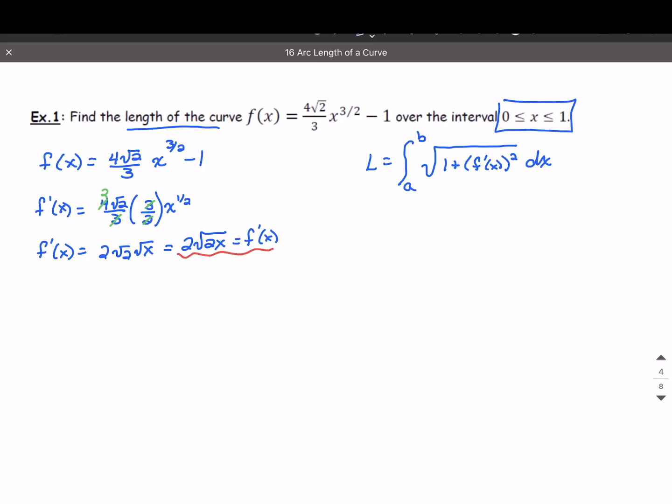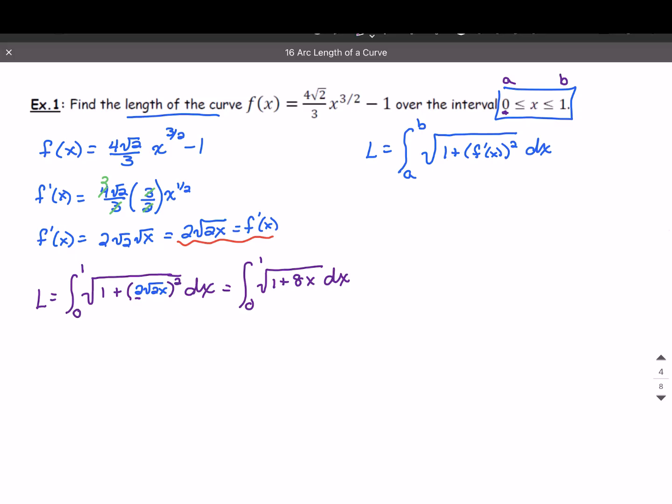Now, let's set up our integral. So our arc length is going to be the integral from a to b, so from 0 to 1 of the square root of 1 plus our derivative squared dx. Well, our derivative we just said was 2 radical 2x. Now we just have to do a little bit of work. So let's see, we're going to integrate from 0 to 1, and if we square 2 radical 2x, that's going to give us 2x times 4, right, because you have to square that too. That's going to give us 8x dx.